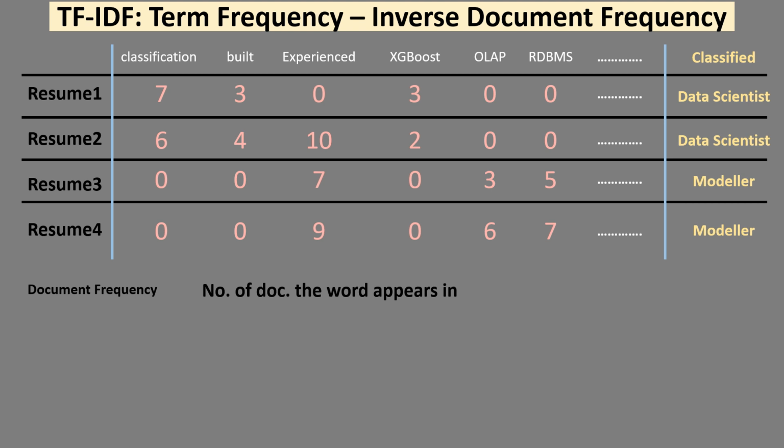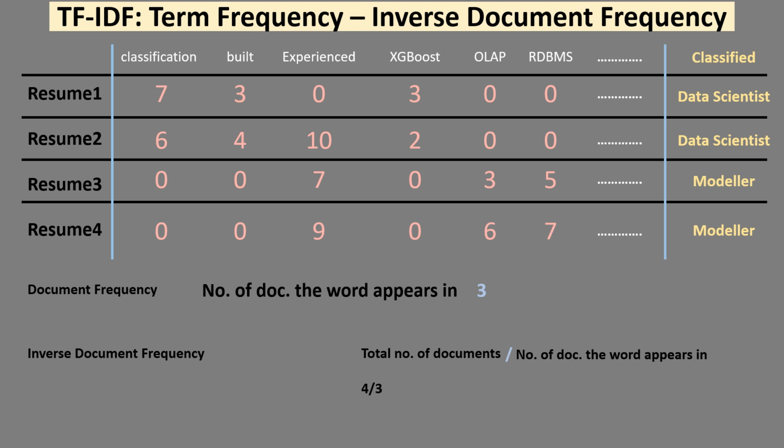So what is inverse document frequency? Inverse document frequency is nothing but the total number of documents, which we have 4, divided by the number of documents the word appears in.